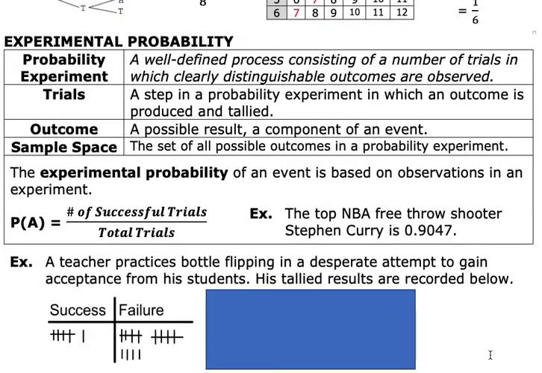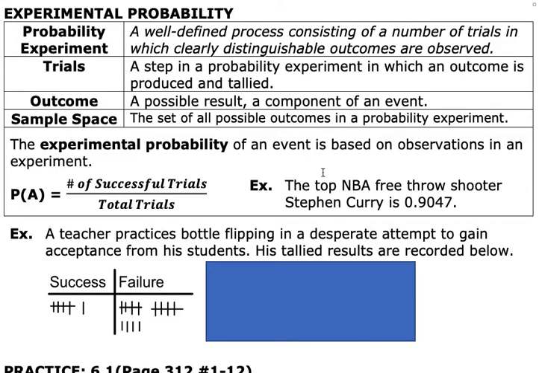But experimental probability is a well-defined process consisting of a number of trials in which clearly distinguishable outcomes are observed. Trials, a step in a probability experiment in which an outcome is produced or tallied, and an outcome is a possible result, a component of an event. A sample space is the set of all possible outcomes in a probability experiment. So all of these terms will be helpful when conducting experiments.